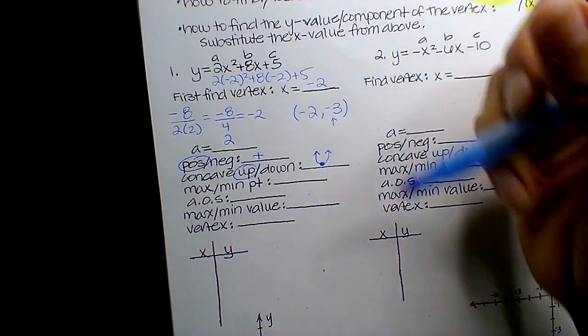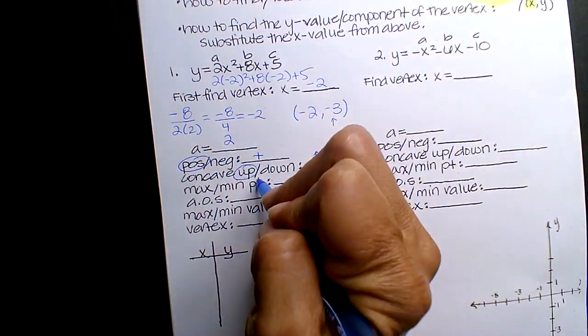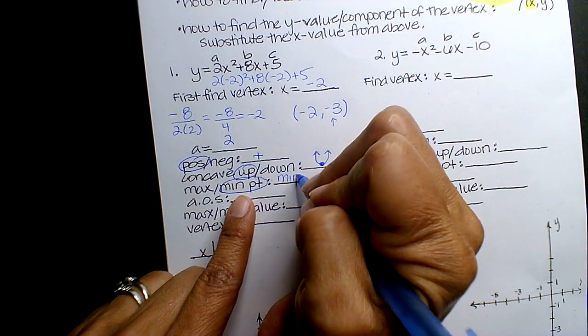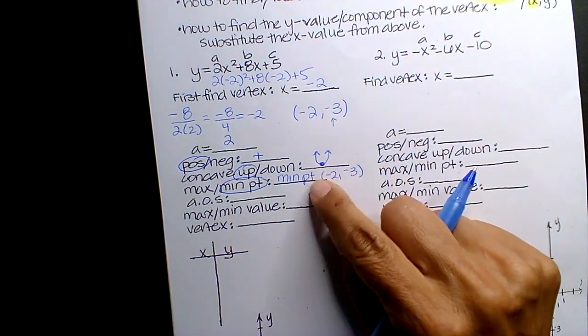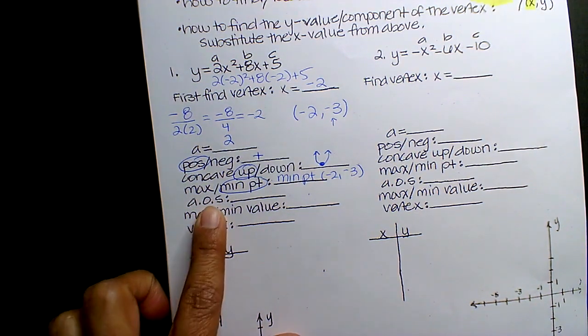So is that vertex a max or a min point? Min, right? It'll be a minimum point. And whatever the minimum point is, it's the same point as the vertex. It is that point. These are the same. It's just giving it a description. The vertex is a minimum point. Right? Okay.